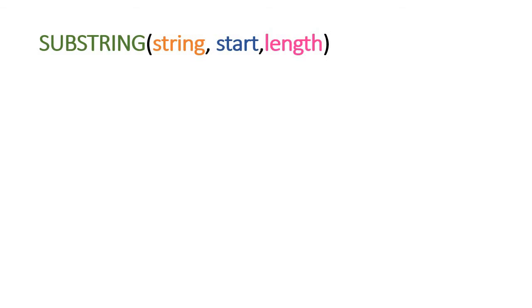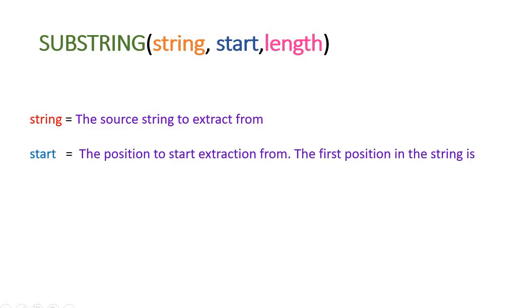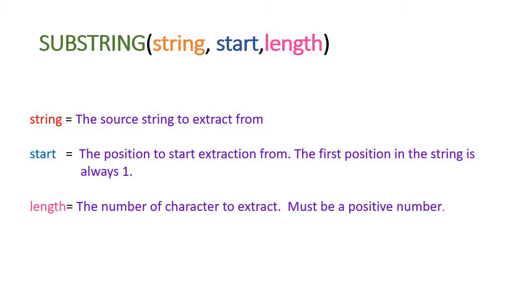Substring function in SQL. The syntax for the substring function in SQL is string, start and length. String is the source string to extract from. Start is the position to start extraction from; the first position in the string is always 1. Length is the number of characters to extract and must be a positive number.